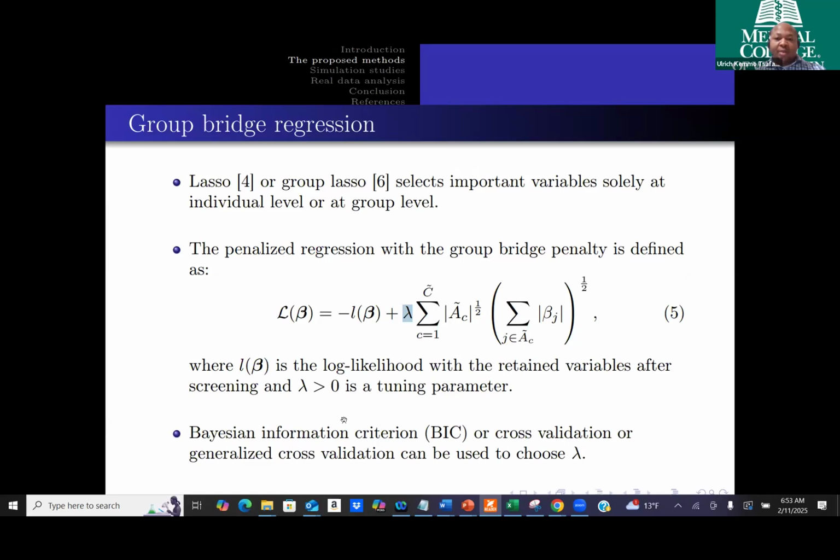So in the third step, we use the group bridge regression to do the variable selection, because lasso and group lasso select either an important group or an important individual, but we use the group bridge regression because you can select both the group and the individual. It has a tuning parameter lambda that we can estimate using the Bayesian information criterion or cross validation. So we did some simulation.